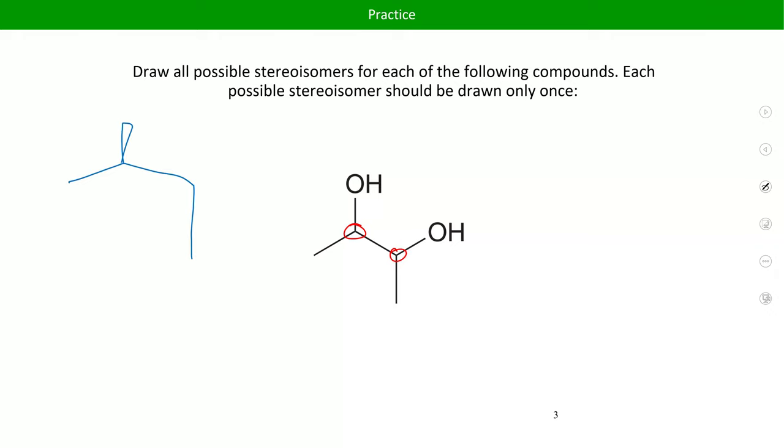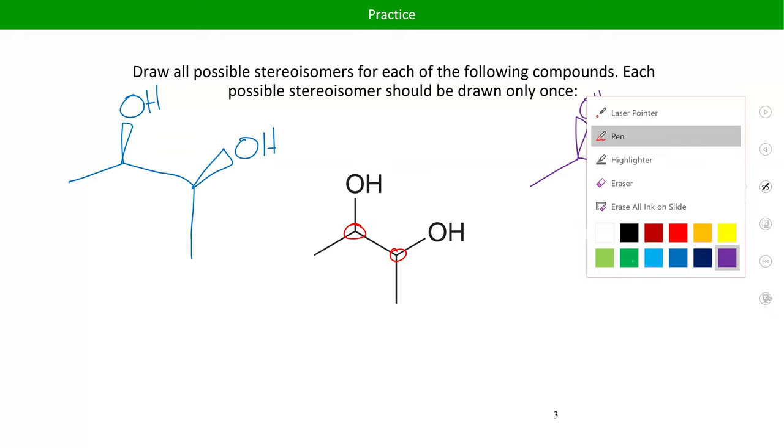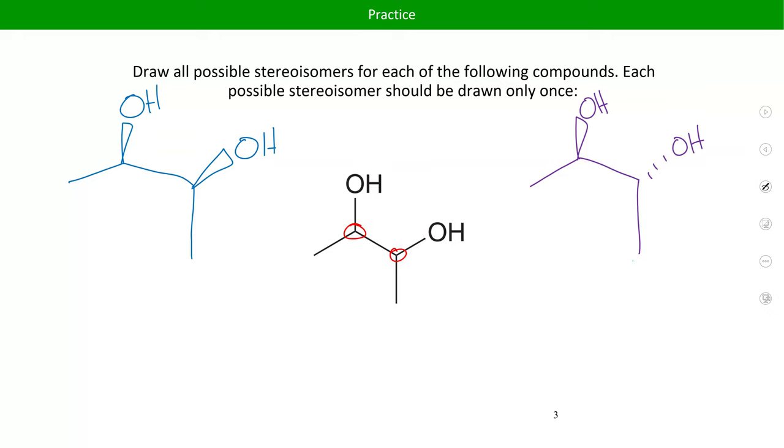So we can have oxygen one up, oxygen two up. We can have oxygen one up, oxygen two down. We have oxygen one down, oxygen two up. Or we could have both of them down.